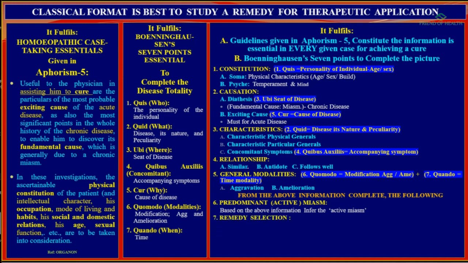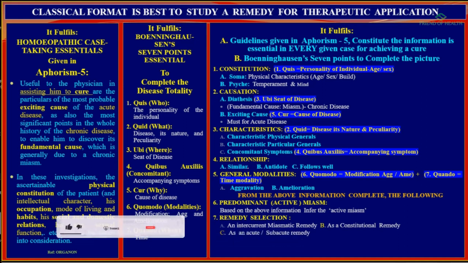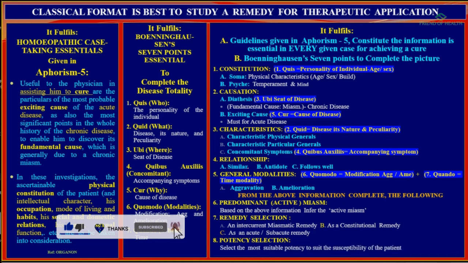Remedy selection: once we have the totality and the miasmatic aspect, whether it is acute miasm or chronic miasm, we will select the appropriate remedy, whether it is an intercurrent miasmatic remedy, a constitutional remedy, or an acute or subacute remedy. Then comes the potency selection, and you will have the above information for selecting a suitable potency which is going to suit this patient under your consideration.